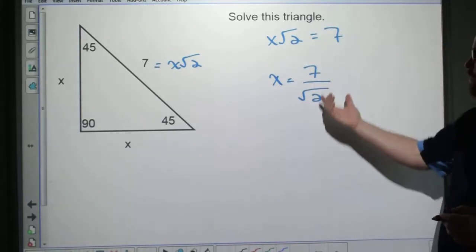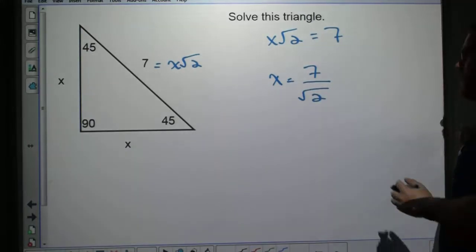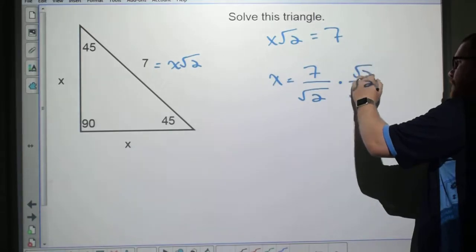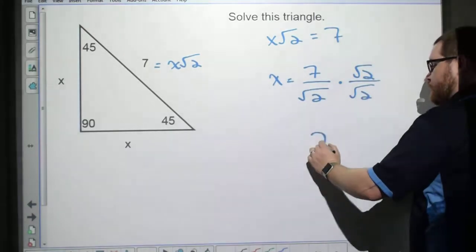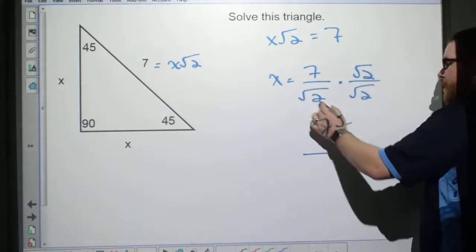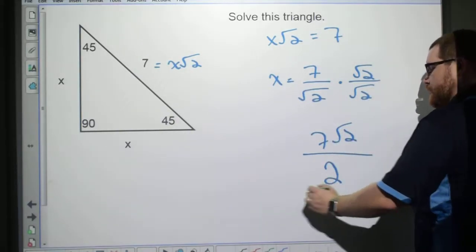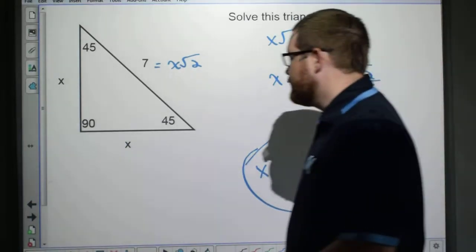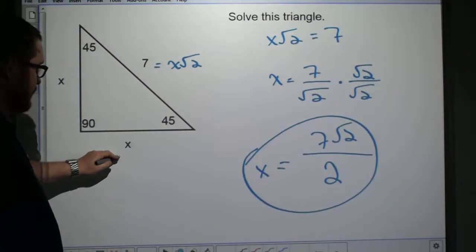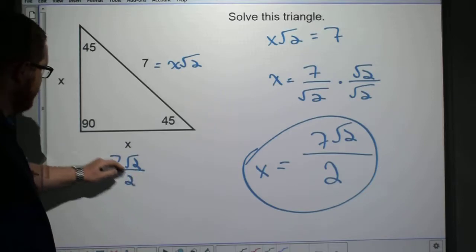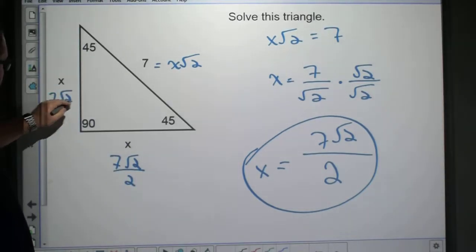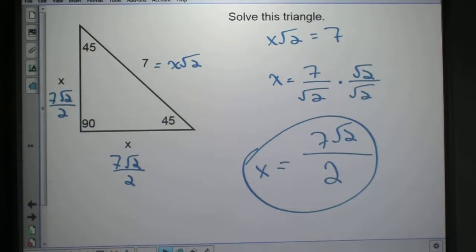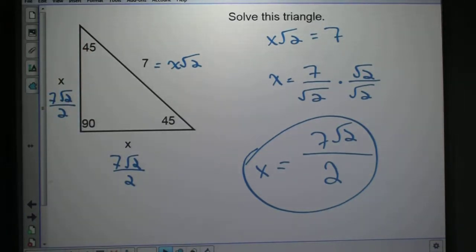I want to rationalize my denominator. I don't want to leave the square root in the bottom. So I'm going to multiply top and bottom by square root of 2. If you do that, you get 7 square root of 2 on top. On bottom, you get square root of 4, which is just 2. Nothing reduces, so that's your answer. That means that each of these sides is 7 square root of 2 over 2. The 45, 45, 90 triangle, you have to memorize that.